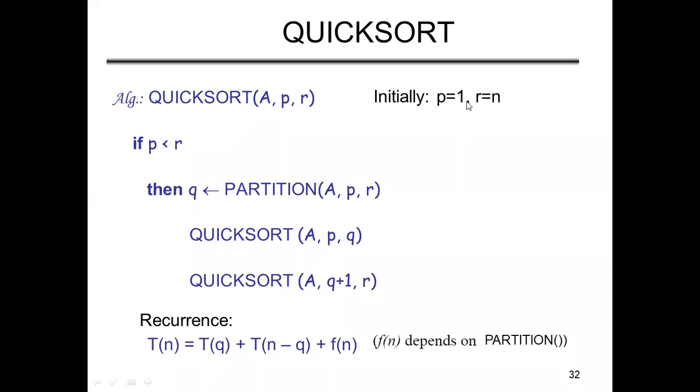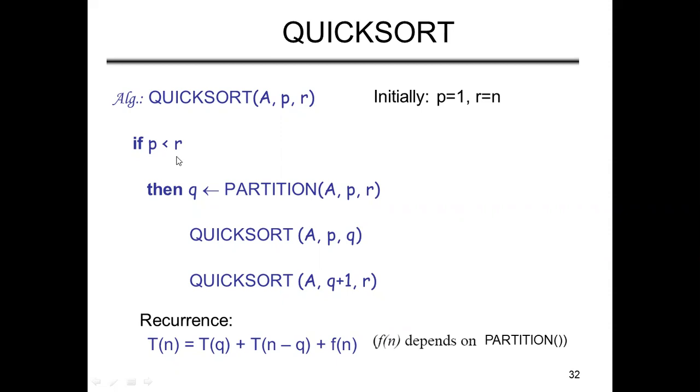Initially P equals 1 and R equals N. So the lower bound is 1 and the upper bound is N of the array.